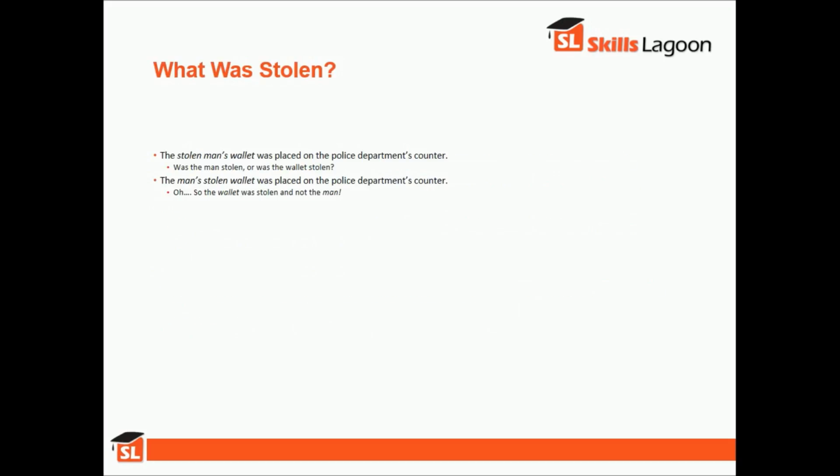Coming to the next one, we have the stolen man's wallet. The stolen man's wallet was placed on the police department's counter. Now, who was stolen, the man or the wallet? The sentence just doesn't sum it up. The correct formation: the man's stolen wallet. It makes clear sense that the wallet was the stolen entity.